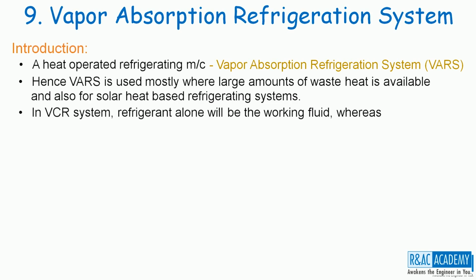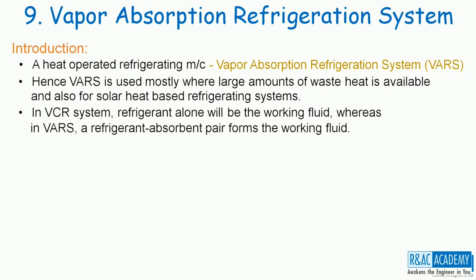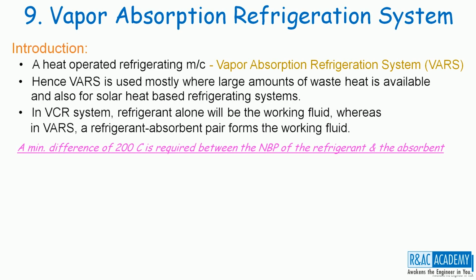In VCR systems, refrigerant alone is the working fluid, whereas in VARS, a refrigerant and absorbent pair forms the working fluid. How does it function? We will see that in the next slide. However, there is an important note here. A minimum difference of 200 degrees is required between the normal boiling points of the refrigerant and the absorbent. The boiling point of the refrigerant must be lower than that of the absorbent.